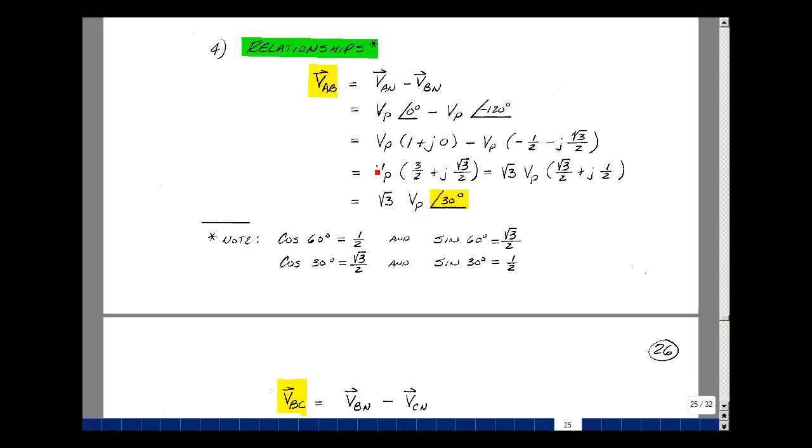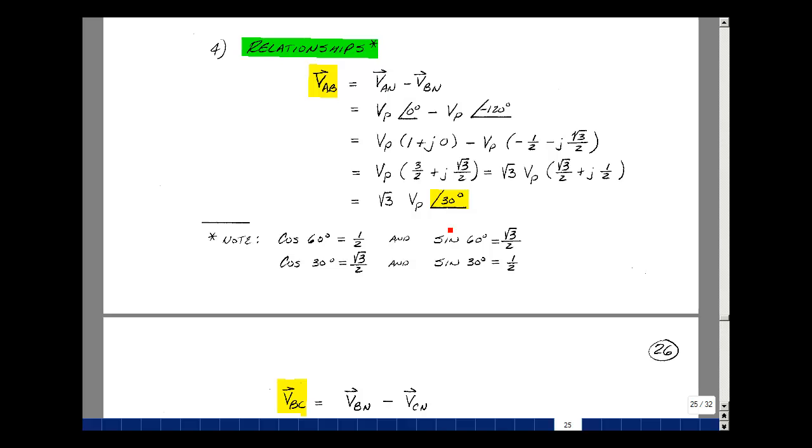Okay, we can pull out a V sub P now, and I've got 1 plus 1/2, that's 3/2, and then I've got 0 plus J square root of 3 over 2. Now think of this as the square root of 3 multiplied by itself. So we're square root of 3 times square root of 3. So I can pull one of those out, and I'm left with the square root of 3 over 2, and then it's 1/2. It looks like our formula down here, that I've got the square root of 3 over 2 and 1/2, and that would be the cosine of 30 and the sine of 30. So that'd be my angle at 30 degrees. So our resulting magnitude is the square root of 3 times our phase magnitude, and the angle is 30 degrees.